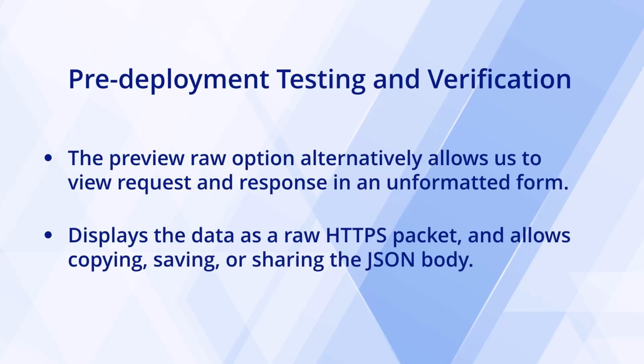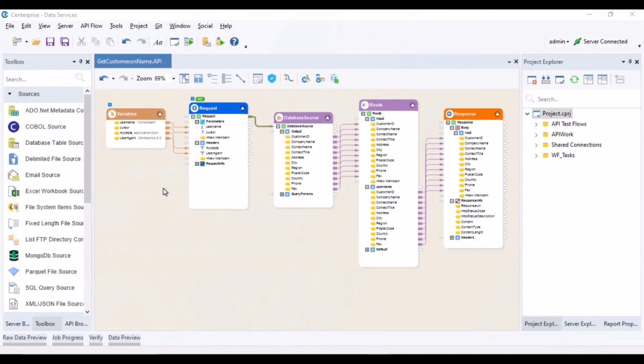The Preview Raw option alternatively allows us to view the API request and response in a raw, unformatted form. This option is useful as it not only displays the data as a raw HTTPS packet, but also gives us the benefit of copying, saving, or sharing the JSON body of both the request and response. Let's take an example API flow and see how we can preview the raw request in Astera.